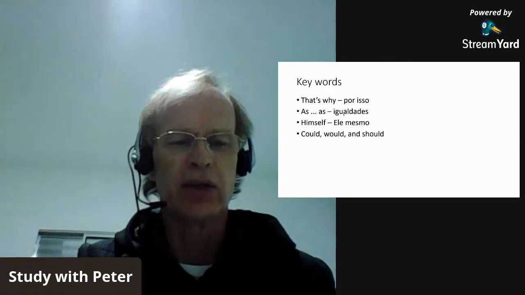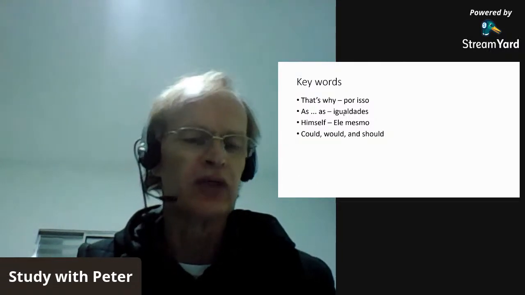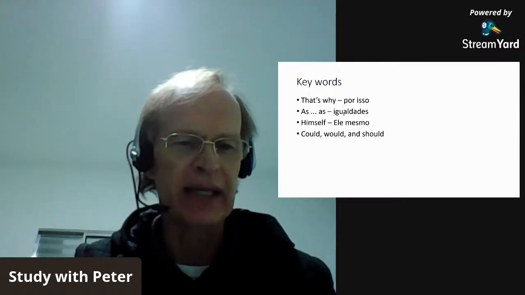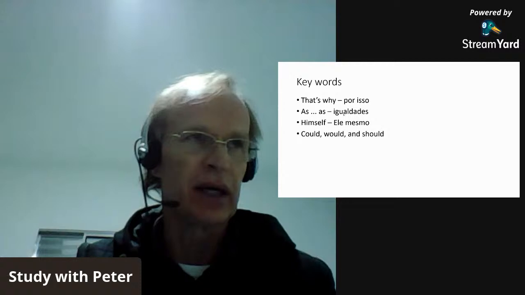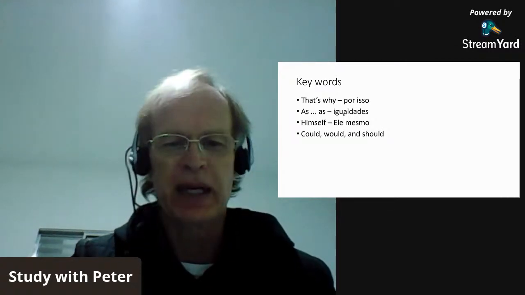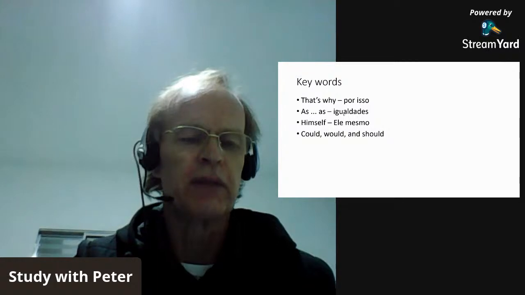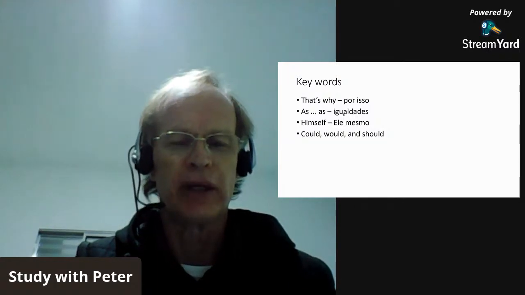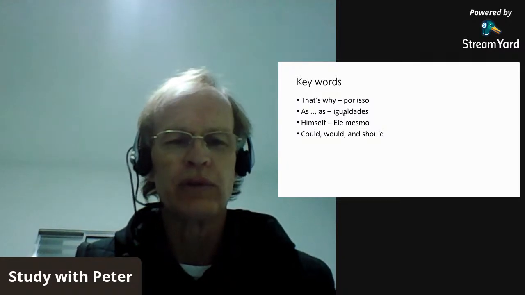And then could, would, and should. You guys know these. Could, poderia. Would, sufixo ia: votaria, compraria, deveria, traria, ajudaria. So would is the sufixo, and then should. Should is deveria. Could, poderia; would, sufixo ia; and should, deveria.